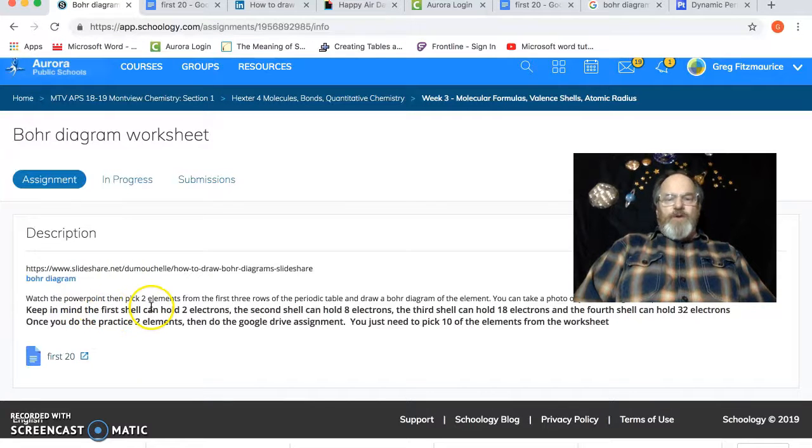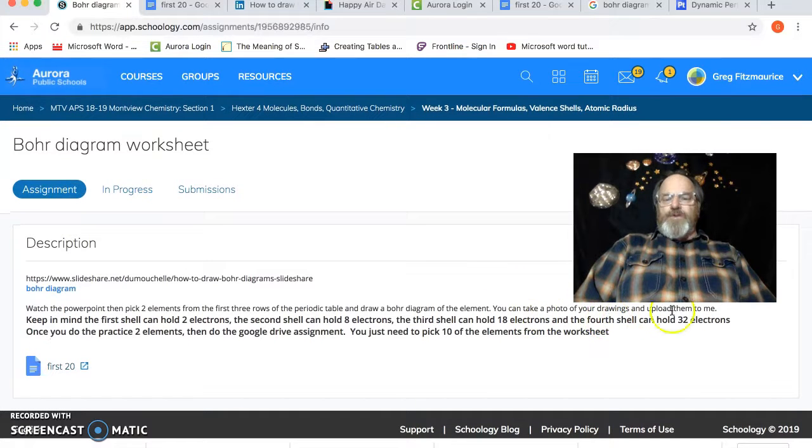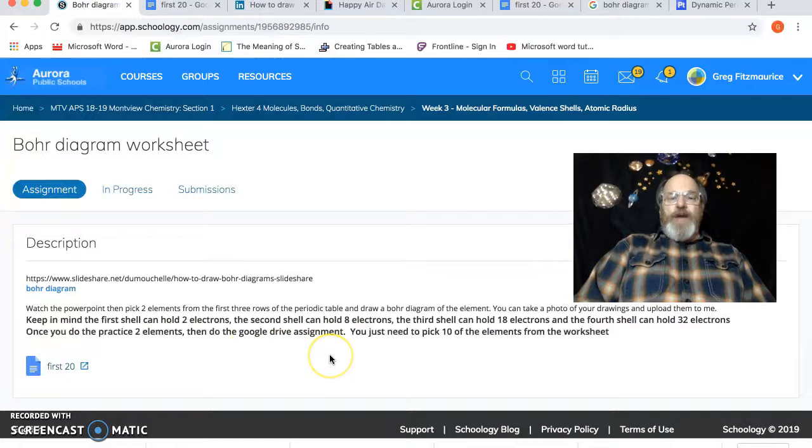It says watch the PowerPoint, then pick two elements from the first three rows of the periodic table and draw a Bohr diagram of the element. You can take a photo of your drawings and upload them to me. Keep in mind the first shell can hold 2 electrons, the second shell can hold 8 electrons, the third shell can hold 18 electrons, and that's as far as you'll need to go. But your fourth shell can hold 32, just for your information. Once you do 2 practice elements from the periodic table, then do the Google Drive assignment.